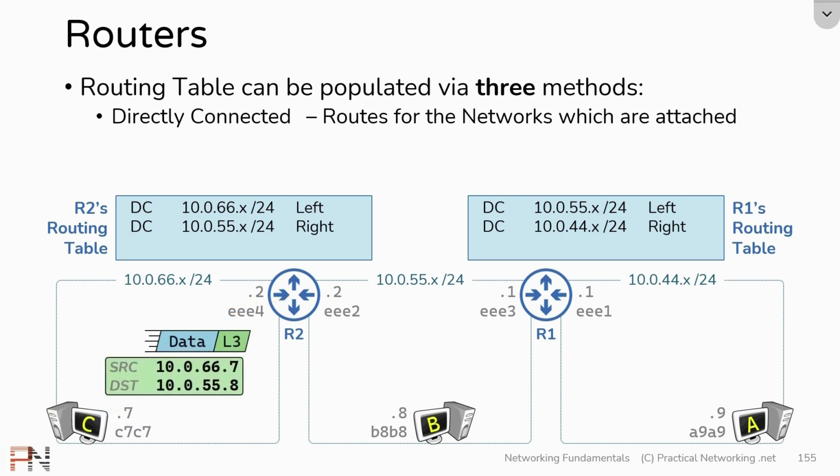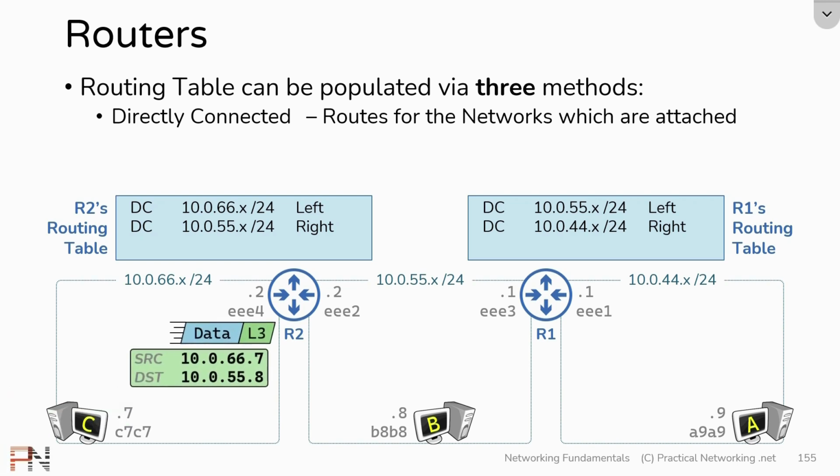For example, if this packet shows up from host C with a destination IP address of 10.0.55.8, that's host B's IP address, R2 will take a look at its routing table to determine that the 10.0.55 network exists out the right interface and will forward that packet along.